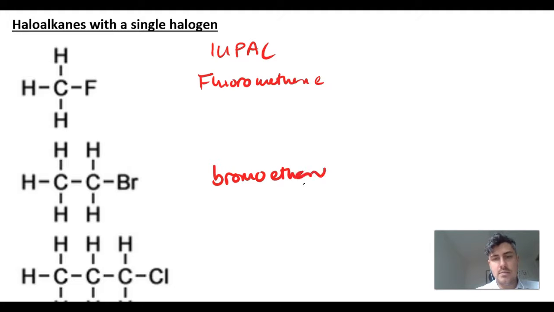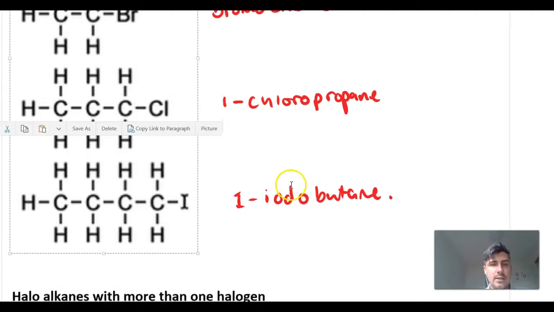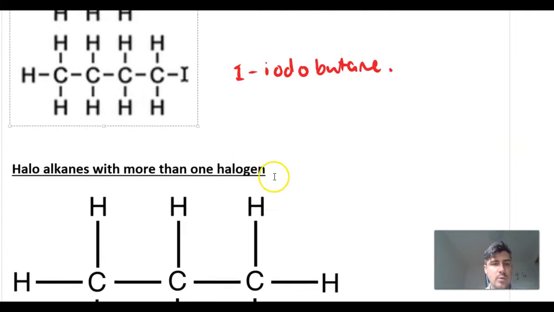bromoethane. This is 1-chloropropane, okay, because it could be 2-chloropropane if it was on a different carbon. And this is 1-iodobutane, okay, because it's on the first carbon. So that's how you do the naming of the simple alkanes.